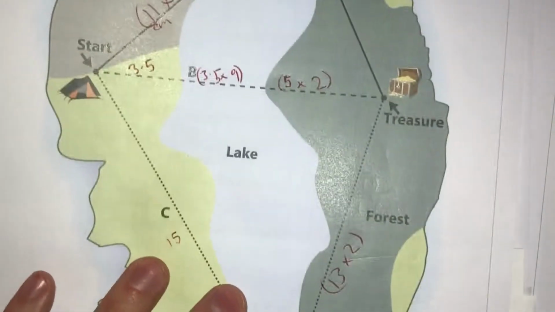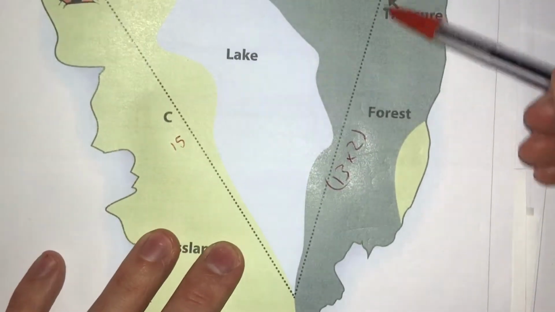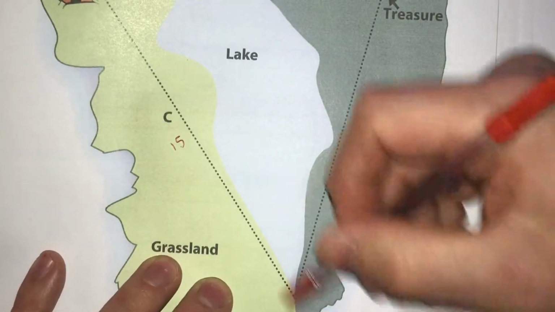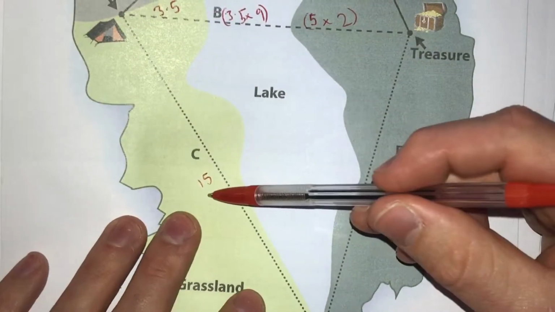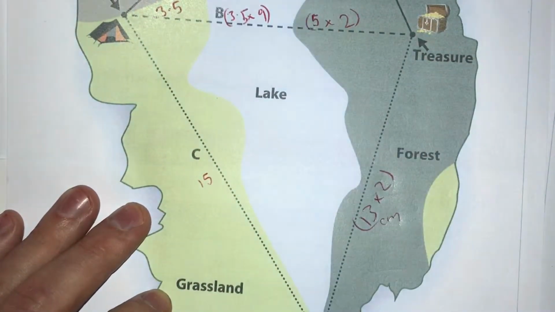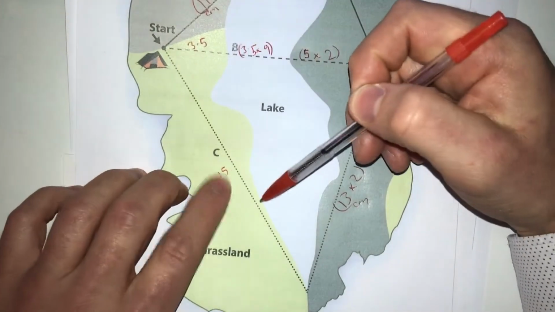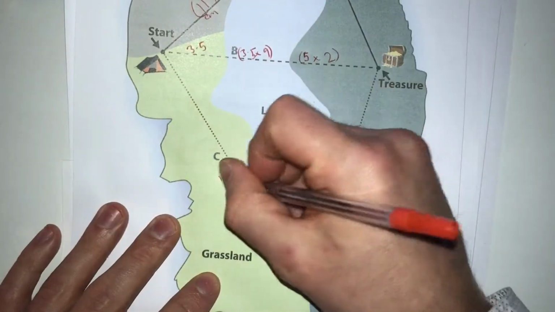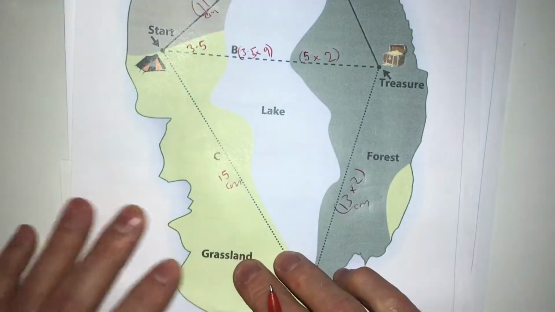And then I've just repeated it for the other routes. So by here, 13 centimetres times 2. And then by here, 15. Well, why have I not written anything? Well, because grassland we know is what it's been compared to. So our grassland has to just remain as 15 centimetres or 15 kilometres. However else you want to interpret it.